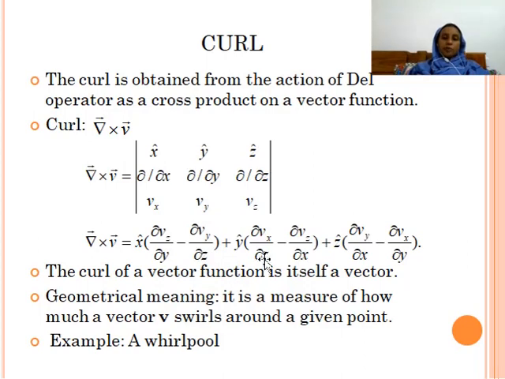Now what is its geometrical meaning? It measures how much a vector V swirls around a given point. So the curl measures how much a function swirls around a given point. For example, you have heard about whirlpools in rivers or the sea. In the case of these whirlpools, the water flow velocity vectors swirl around a point. Then there is a curl.